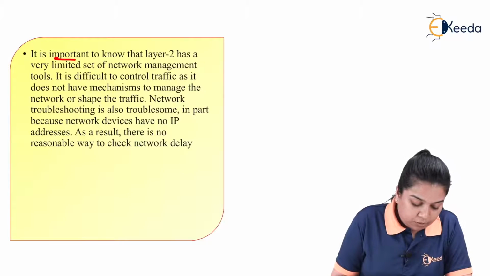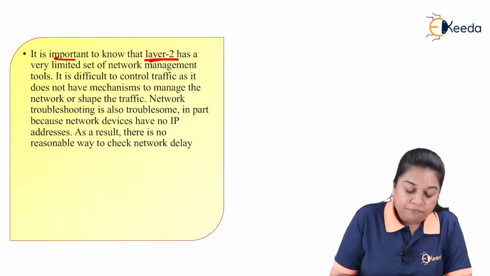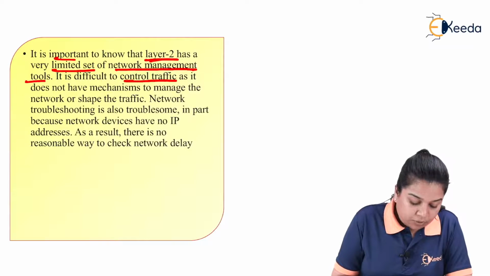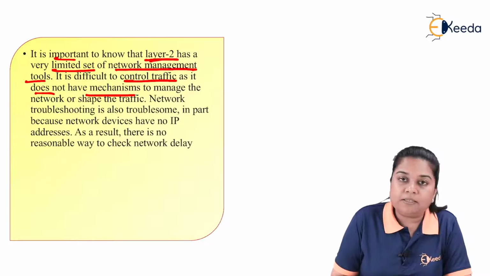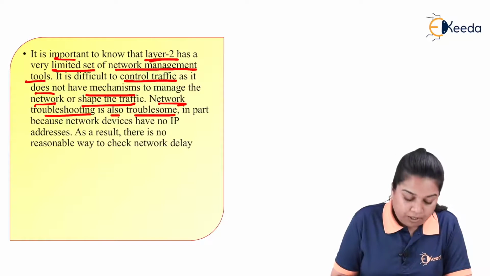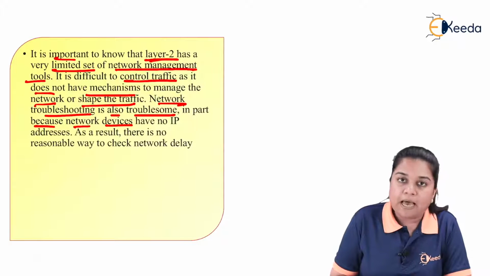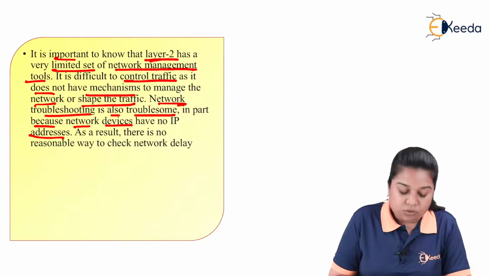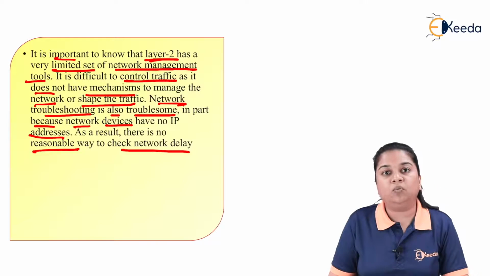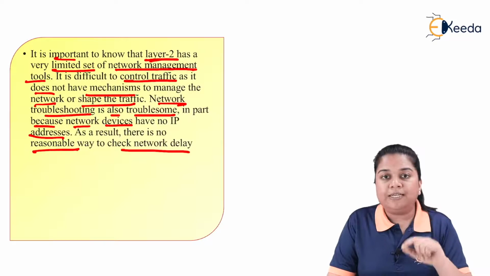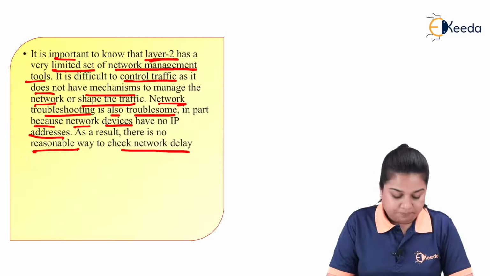Here it is important to know that L2 has a very limited set of network management tools. It is difficult to control traffic as it does not have a mechanism to manage the network or shape the traffic. Network troubleshooting is also troublesome, in part because network devices have no IP, that is Internet Protocol, addresses. As a result, there is no reasonable way to check network delay or why a network packet is not being delivered to the destination at the scheduled time.